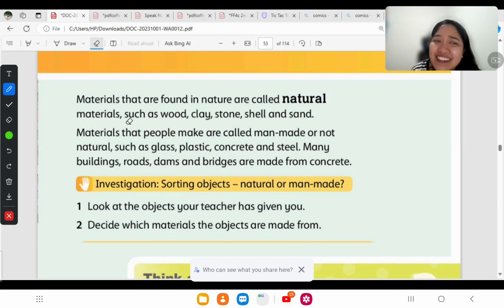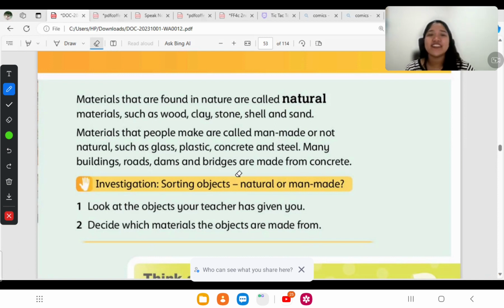Materials such as wood, clay, stone, shell, and sand are natural. Materials that people made are called man-made, or not natural, such as glass, plastic, concrete, and steel. Still, many buildings, roads, dams, and beaches are made from concrete.